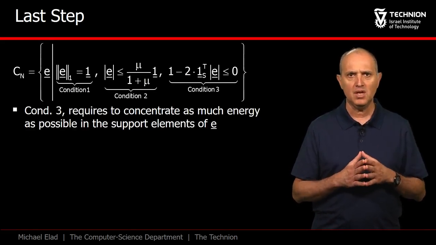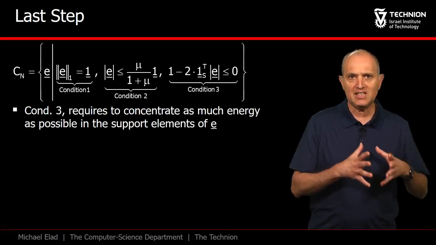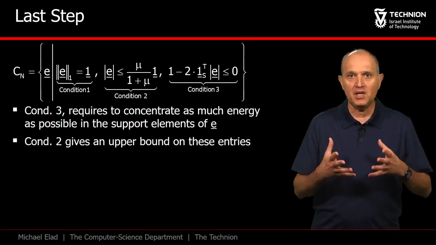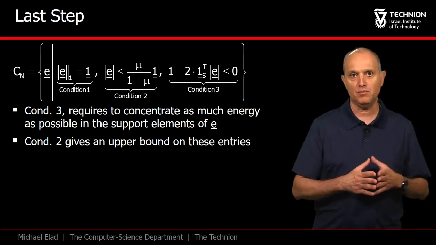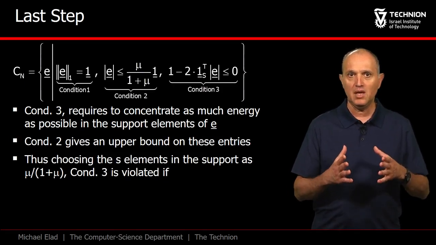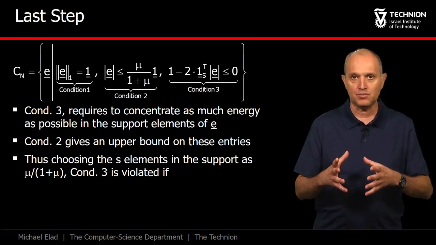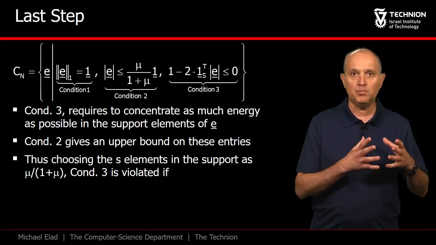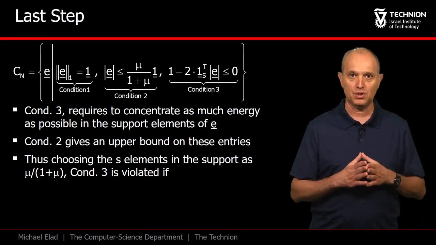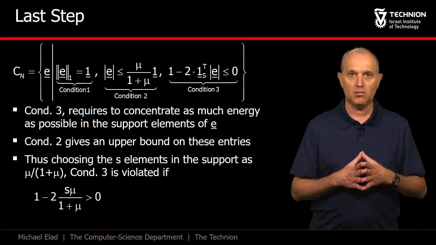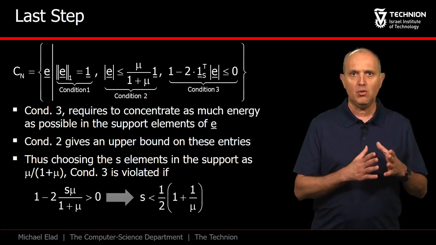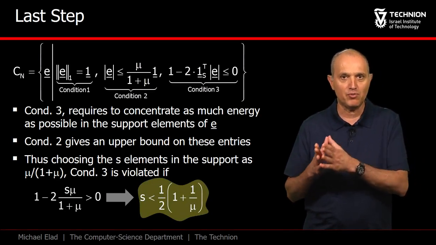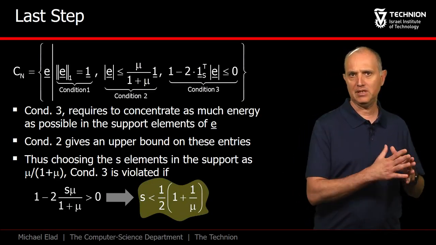Starting with the third condition, it states that the vector E should concentrate its energy on the on-support element. The second condition states that every entry in E cannot be bigger than mu over 1 plus mu. Therefore, let's put as much energy as possible in the first S terms, choosing them to be their maximal possible values, and let's see what should be required on S in order to violate the third condition. This is the resulting inequality, and with a little bit of algebra, we get to this requirement on S. If it is smaller than 1/2 of 1 plus 1 over mu, then Cn is necessarily empty.